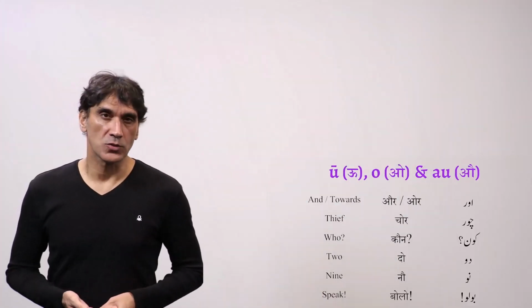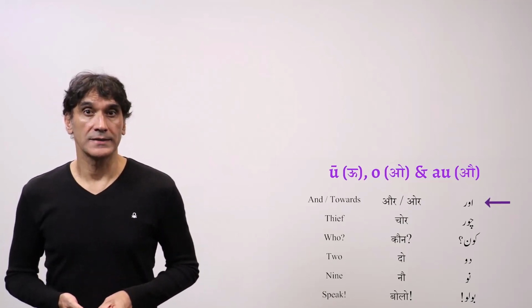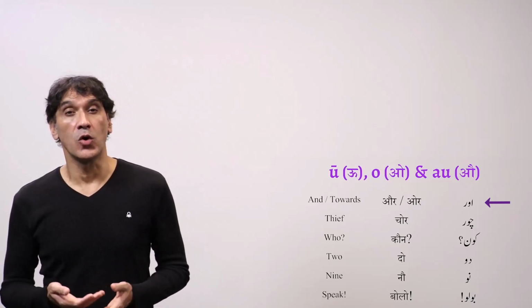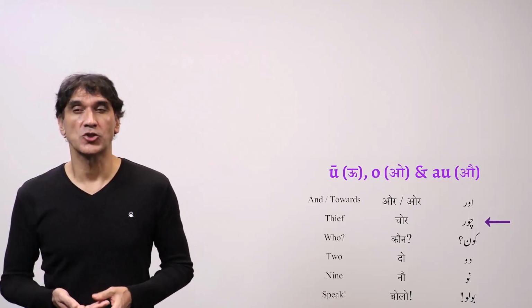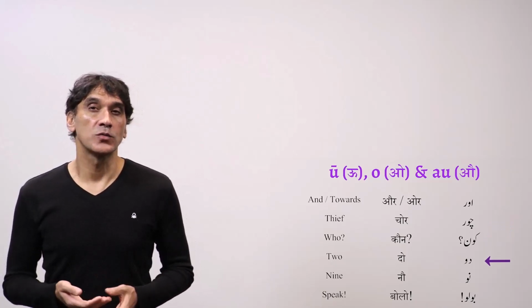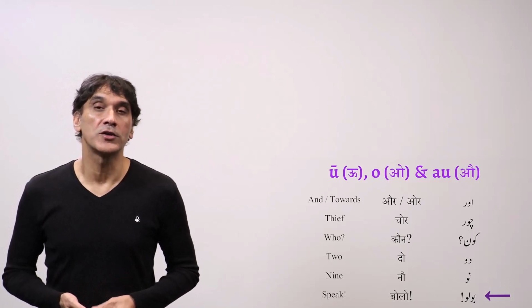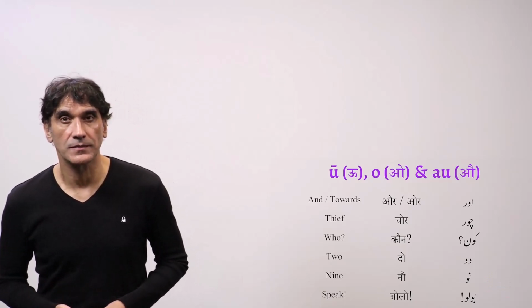Let's take all the words together that have o and au matra with wow. The first word is or. The spelling is the same as the word aur. The second word is chor. The third word is kaun. The next two words are do and nau. And the final word is bolo, where you have o matra twice.